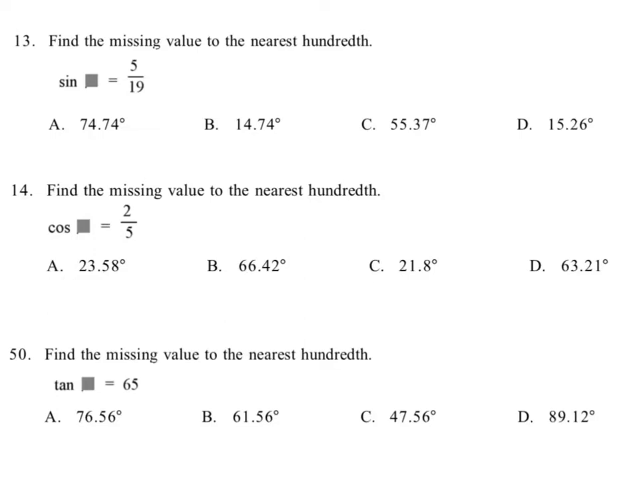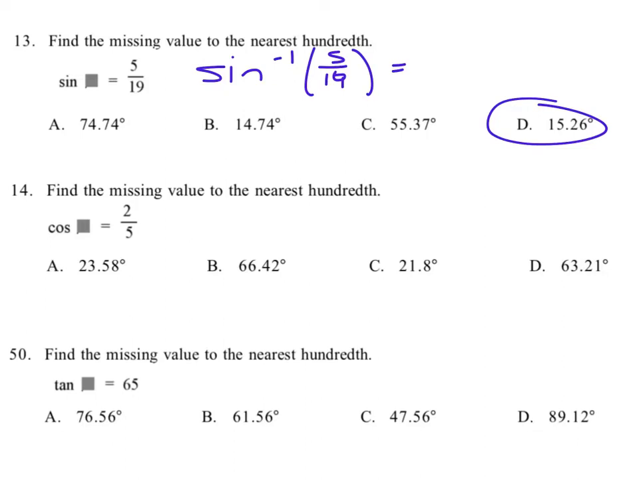But that's what you do. I know the ratio. I want to find the angle. I do inverse sine of that ratio, which hopefully you know how to do on your calculator. You hit the second button, and then you hit sine, and it'll give you inverse sine, and then you type 5 divided by 19, and you hit equals, and you get 15.257. There you go. D. It says round it to the hundreds.